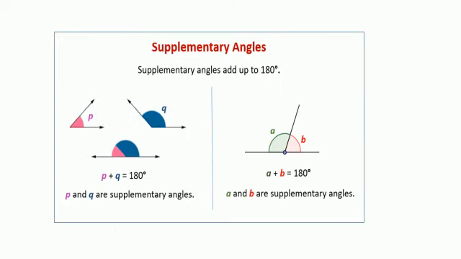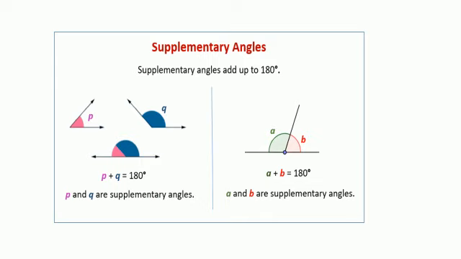What is the meaning of supplementary angles? Supplementary angles add up to 180 degrees. So we have this angle P and the angle Q. They are not adjacent, but if we add P to Q, or the pink to the blue, we will get a straight angle which is equal to 180 degrees. So P and Q are supplementary angles. We say supplementary angles when they are not adjacent. When they are adjacent, we say angles P and Q are adjacent and supplementary angles.